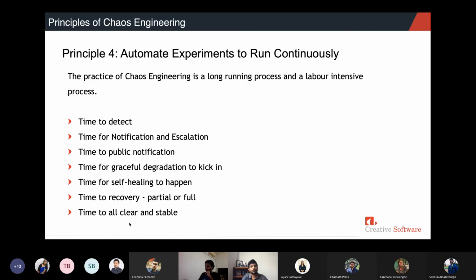And then you need to automate experiments to run continuously. The practice of chaos engineering is a long-running and labor-intensive process. So when you are running these automated experiments, you need to see what kind of time it takes to detect this. These are the measurements you need to make when you're running a system continuously and automating these experiments: time to detect, time for notification and escalation, and time to public notification, meaning how long it takes to inform the public, and things like this.